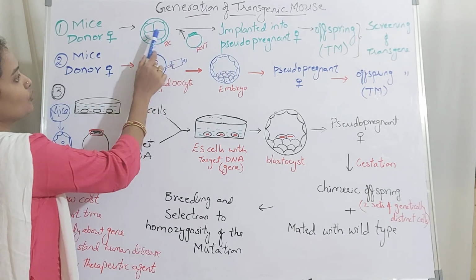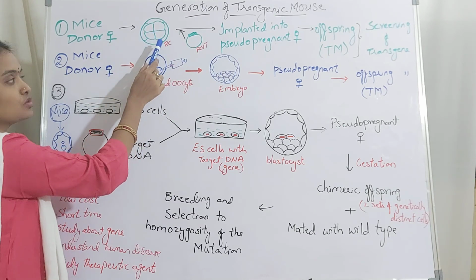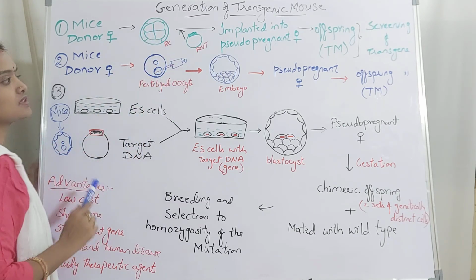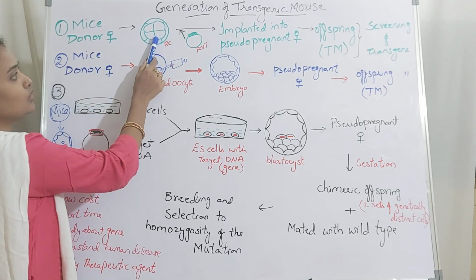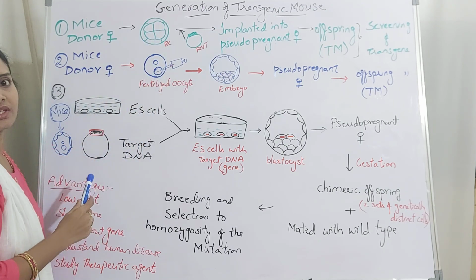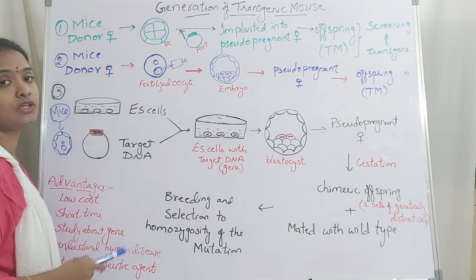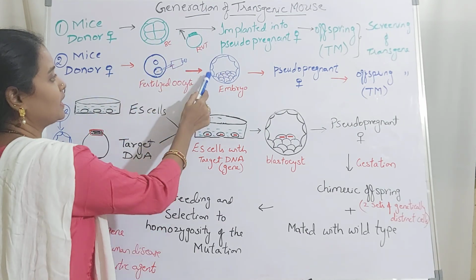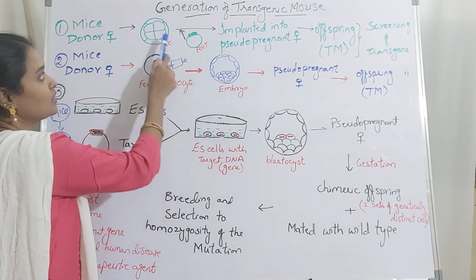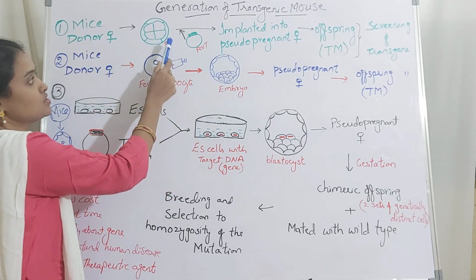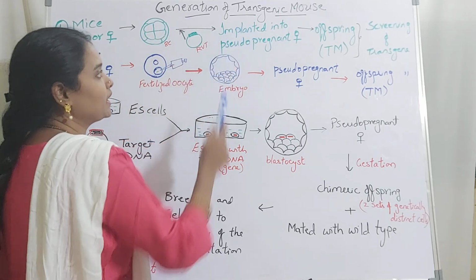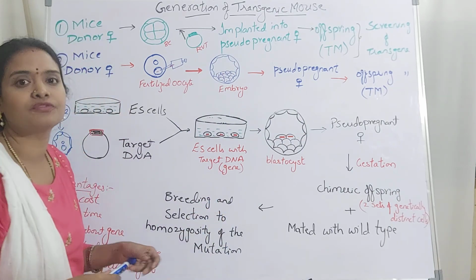Once the transgene is introduced into the 8-cell stage embryo, it is allowed to develop. Right? From the 8-cell stage, it develops into the blastocyst stage. Then after that, it is implanted into a pseudo-pregnant female mouse.